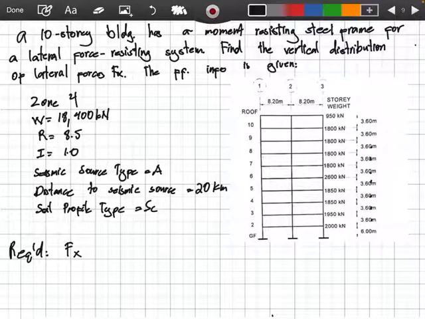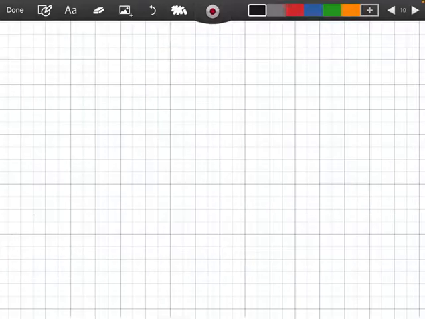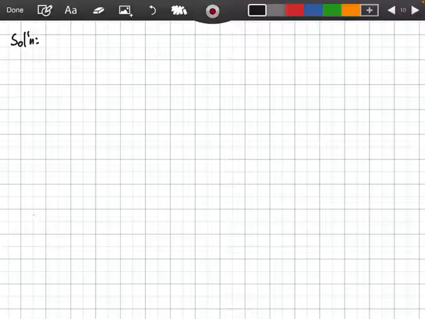Ibig sabihin nito, ano yung lateral forces per story of our building? That is the vertical distribution of the lateral force. Before we distribute the lateral force, we need to know what we are going to distribute first. And yung i-distribute natin na yun, that is the design base shear. So the first thing that we're going to do is to determine the design base shear. Ano yung unang step in determining the design base shear?